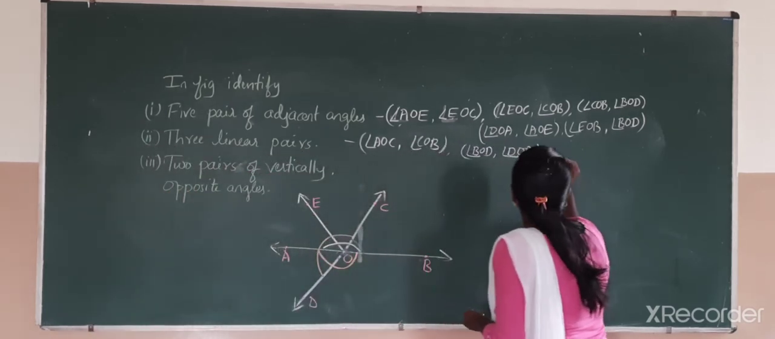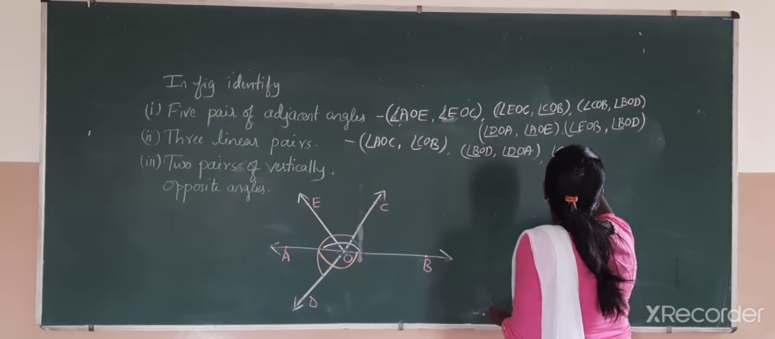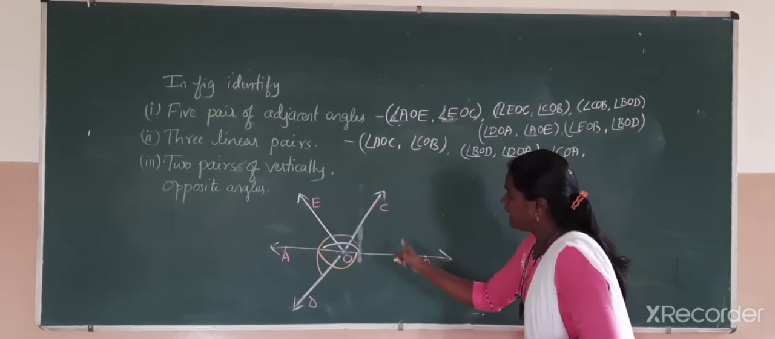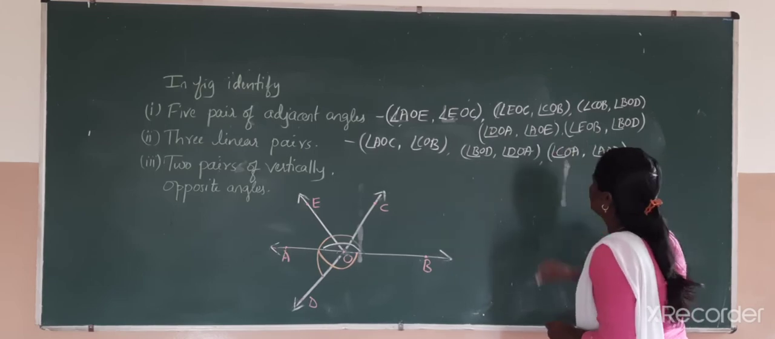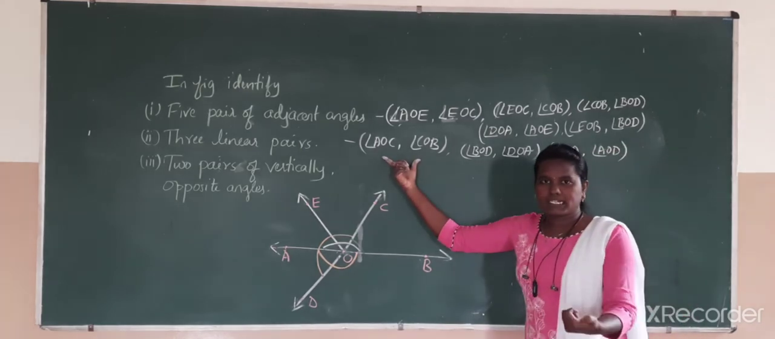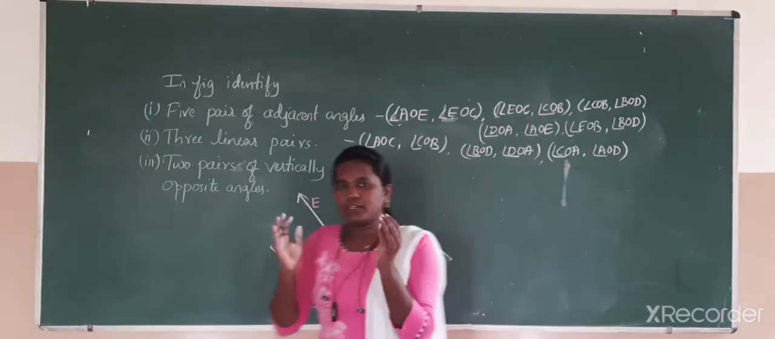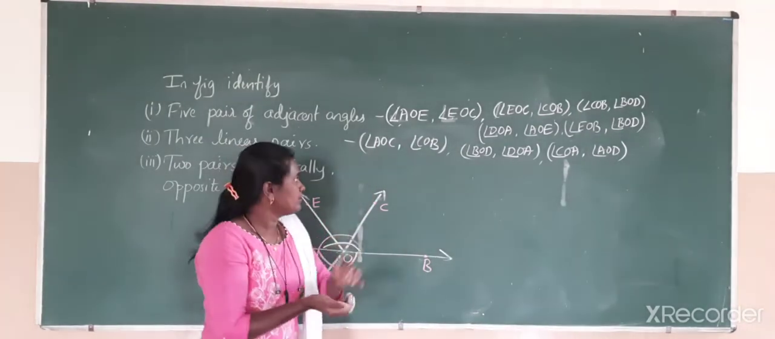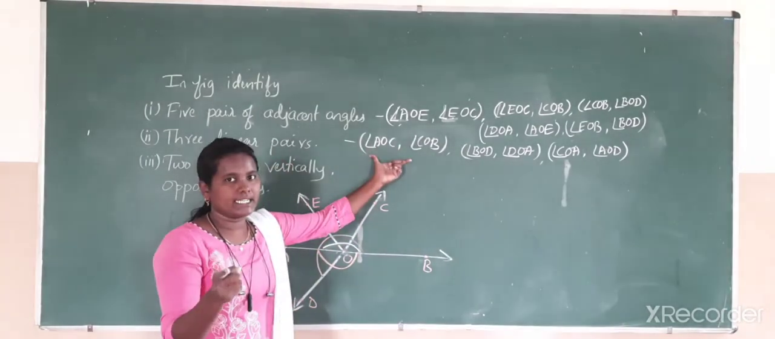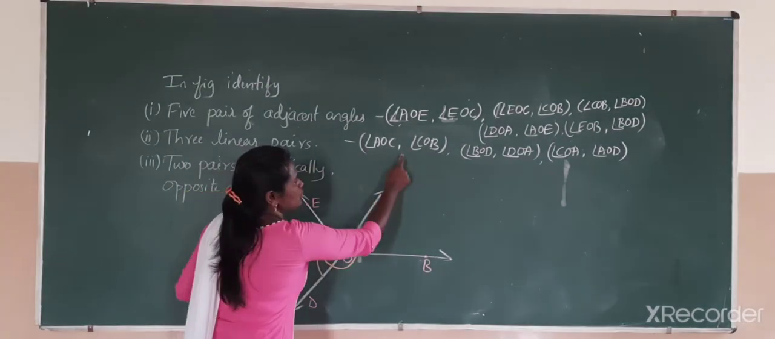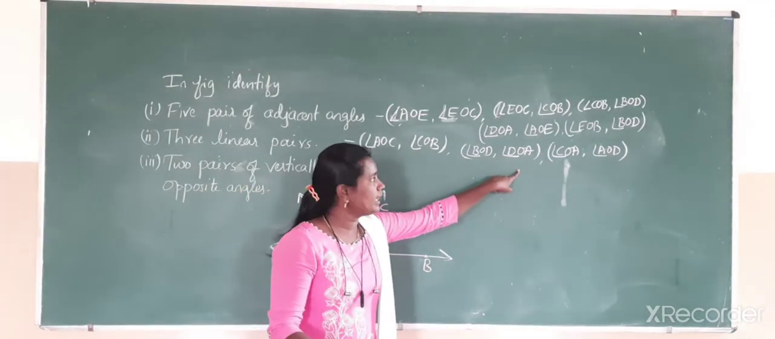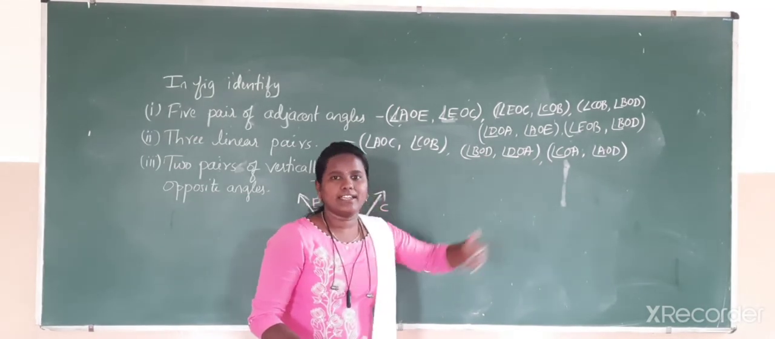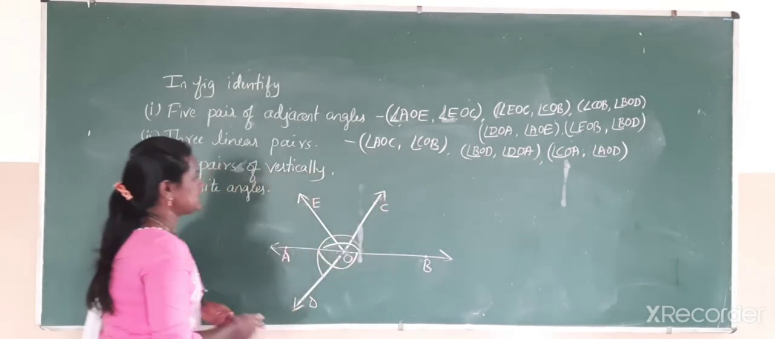It is COA, then AOD. Yes, see, I have written them separately because those are the pairs. You have to write them as a pair only. See the difference. Getting it? Okay. Or you can write AOC and COB, then comma BOD and DOA, COA and AOD also. Okay. Yes.